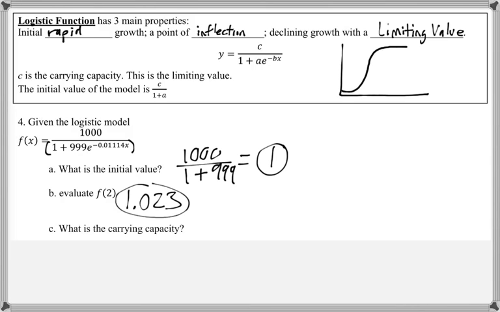And then what is the carrying capacity? That would just be the 1000. So this function will never get bigger than 1000. So kind of a lot of interesting properties with the logistic function.